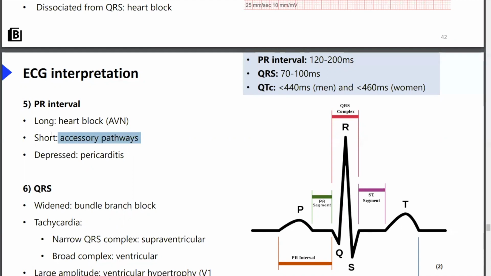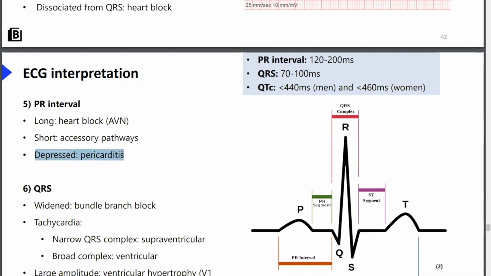That will shorten your PR interval because electricity is reaching the ventricles quicker than it should. Normally the checkpoint is the AVN, and that holds the electricity there for a second. But if you have a route around that, obviously your PR interval will be shortened.